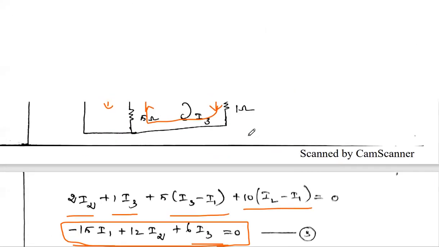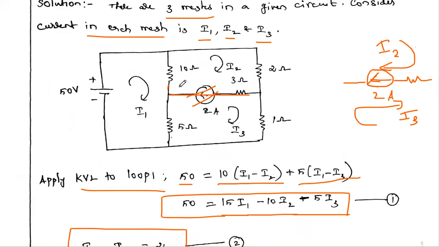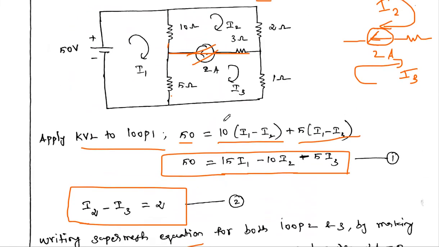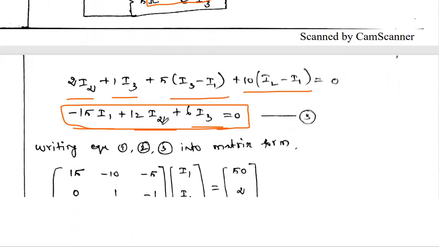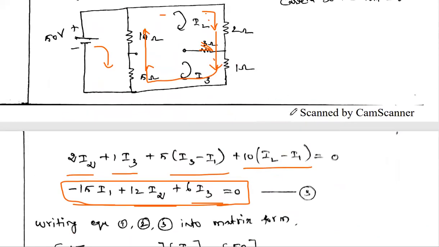So now we have got the three equations. One is the KVL for loop 1. Another one is in terms of the current source, where we wrote one equation. And the third equation is the super mesh equation. So by solving these equations 1, 2, 3, we can get I1, I2, I3.